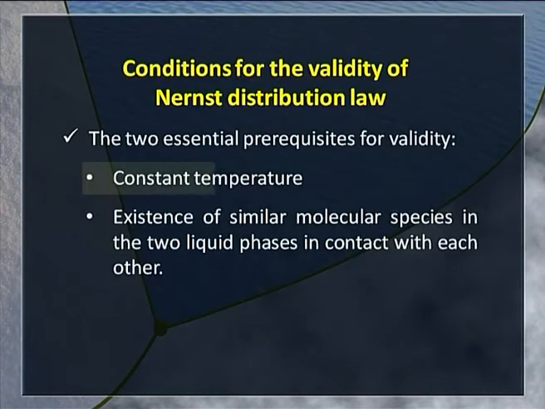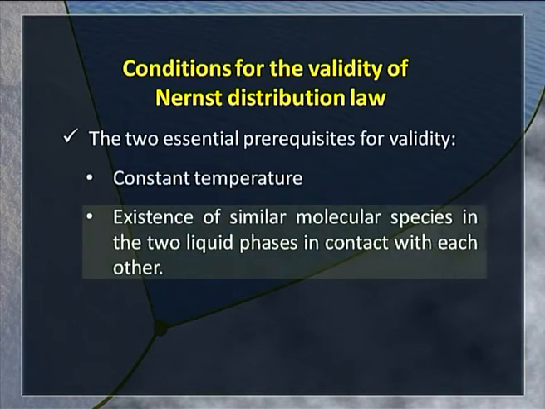There are certain conditions for the validity of Nernst distribution law, because it is a simple statement, and we have to take into account whether there is any change in the molecular condition of the solute. There are two essential conditions or prerequisites for validity. One is that the temperature should be constant, of course, because the solubilities of solutes in liquids depend on temperature. The second condition is existence of similar molecular species in the two liquid phases in contact with each other.